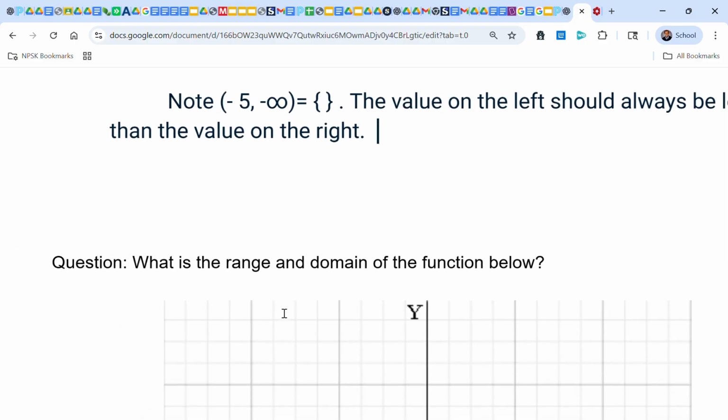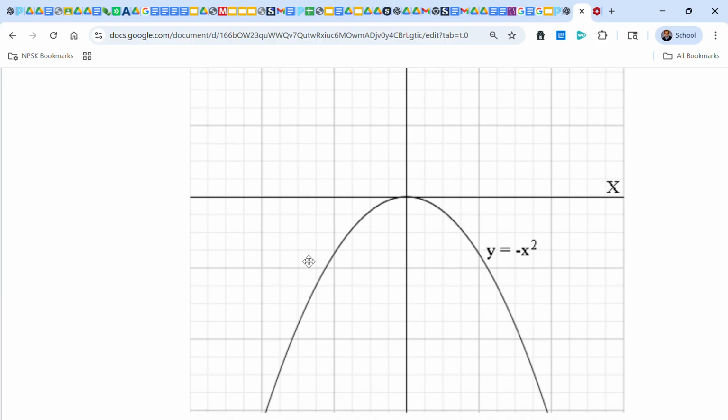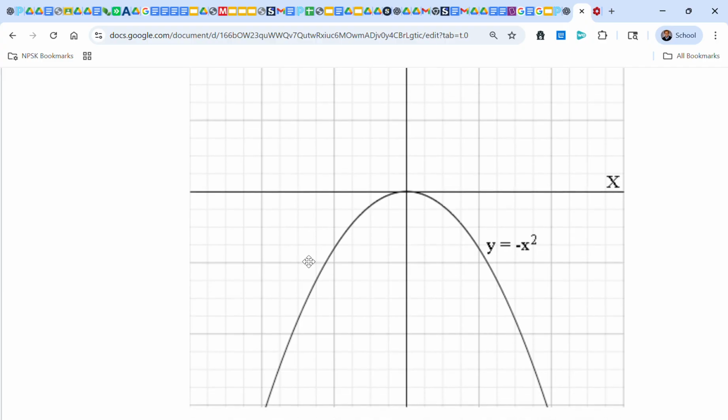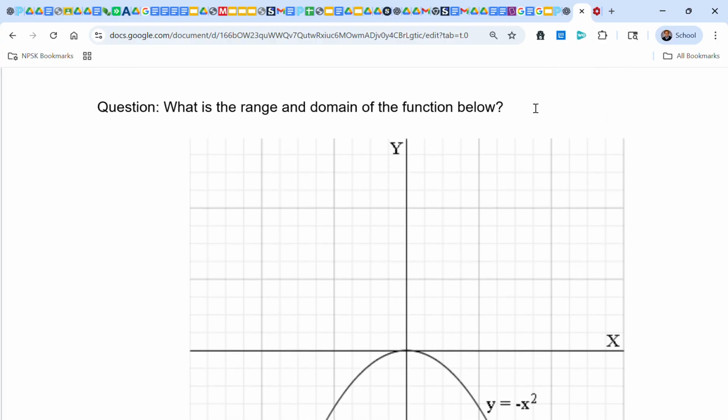So let's talk about this example here. What is the range and domain of the function below? Let's look at this function here. The domain is what x can be. So x can be literally anything. So the domain is all real numbers. The range is what y can be. If we think about what y can be, well, it can be 0 because we know 0 squared is 0. The negative of that is going to be 0. So we think about 0 and we have negative infinity.